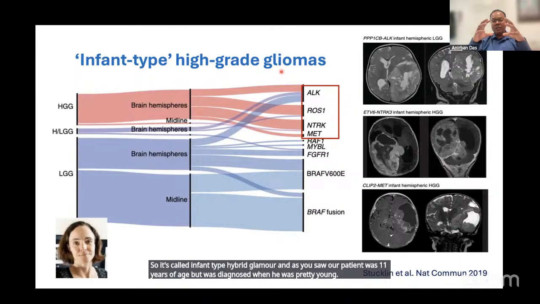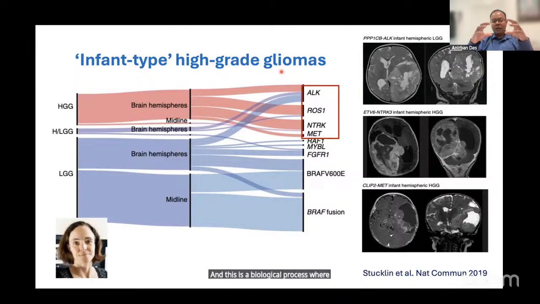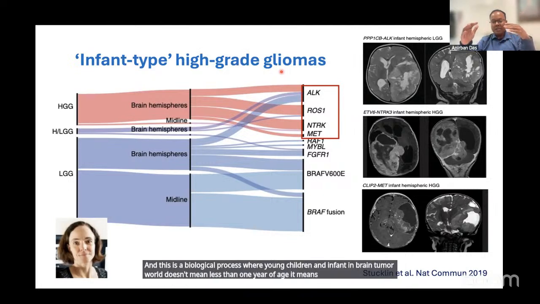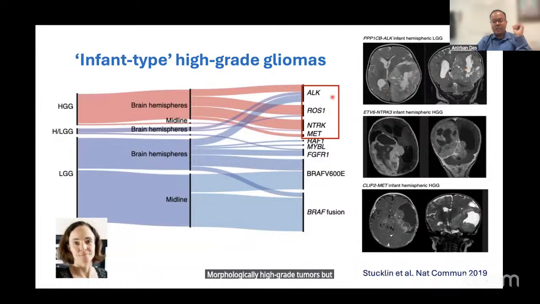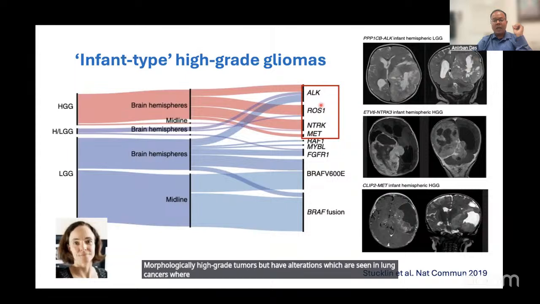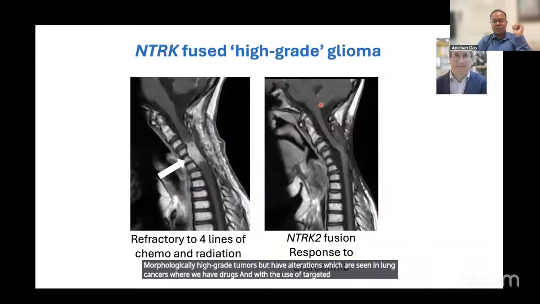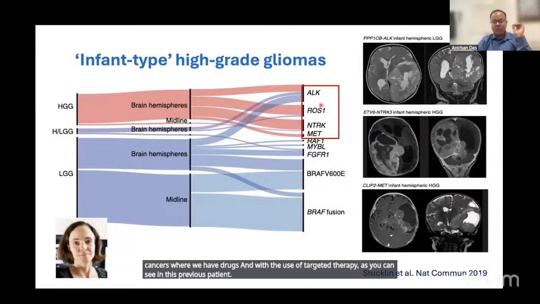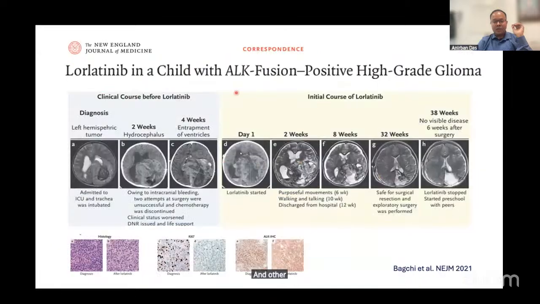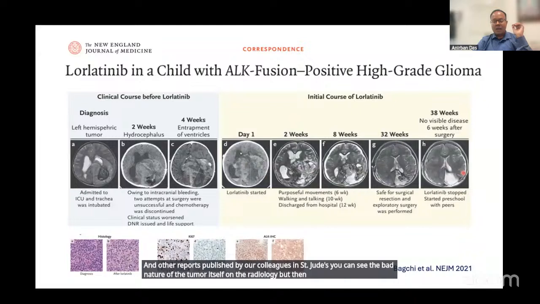And this is a biological process where young children and infant in the brain tumor world doesn't mean less than 1 year of age. It means at least 3 or even up to 5 years of age, where patients present with these large, ugly-looking, morphologically high-grade tumors, but have alterations which are seen in lung cancers where we have drugs. And with the use of targeted therapy, as you can see in this previous patient, the tumor disappearing, and other reports published by our colleagues at St. Jude's, you can see the bad nature of the tumor itself on the radiology, but then complete remission with targeted therapy.